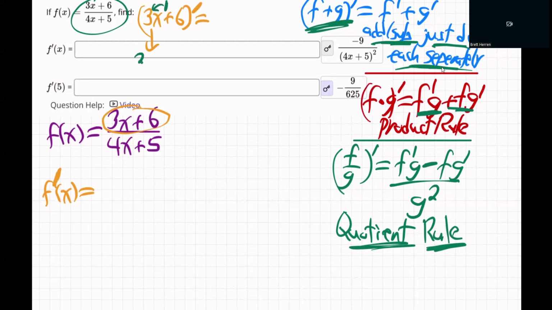Bring the 1 down, that's 3. Subtract 1 from the power, whoops, x to the 0. Plus, and what's the derivative of just a constant number that doesn't have an x? It's 0. And then what is 3x to the 0? It's 1, right? Anything to the 0 power is 1, plus 0. So that's just 3. So the derivative of 3x plus 6 is just 3.